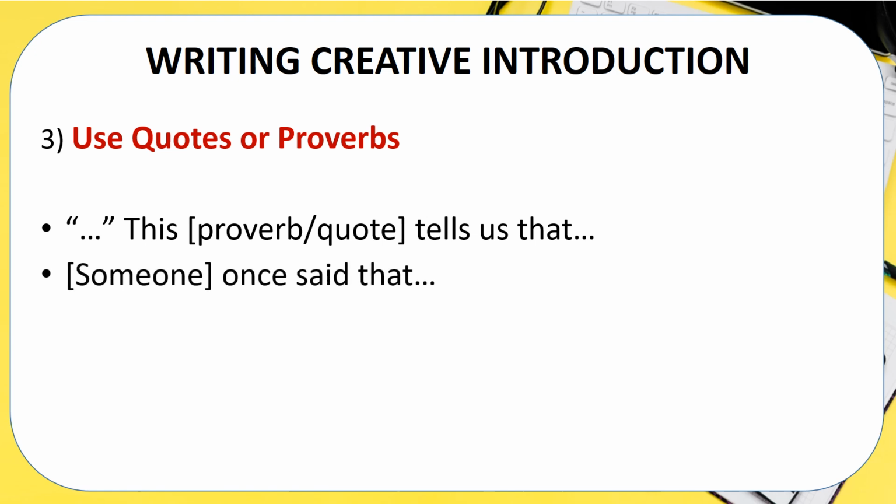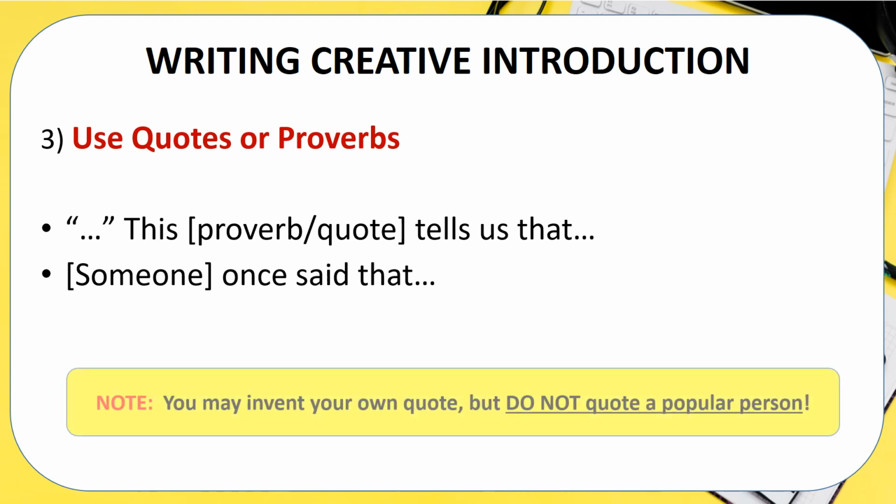The next one is you mention the name of someone. So give a name. For example, Albert Einstein once said that, whatever the quote is. Again, you might be asking me, how am I supposed to give quotes during exam if I don't know one? Well, you can either just not use it, or you may invent, you may create your own quote.